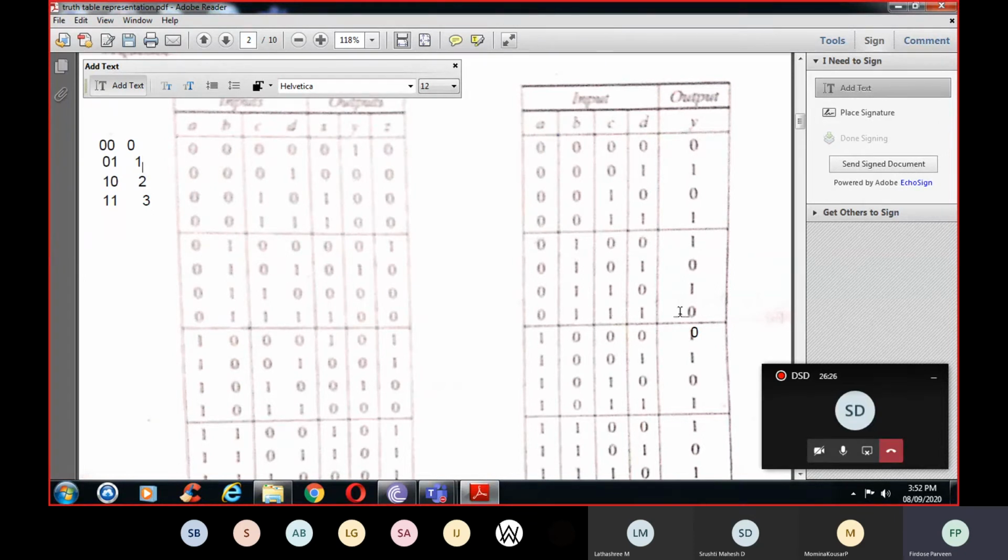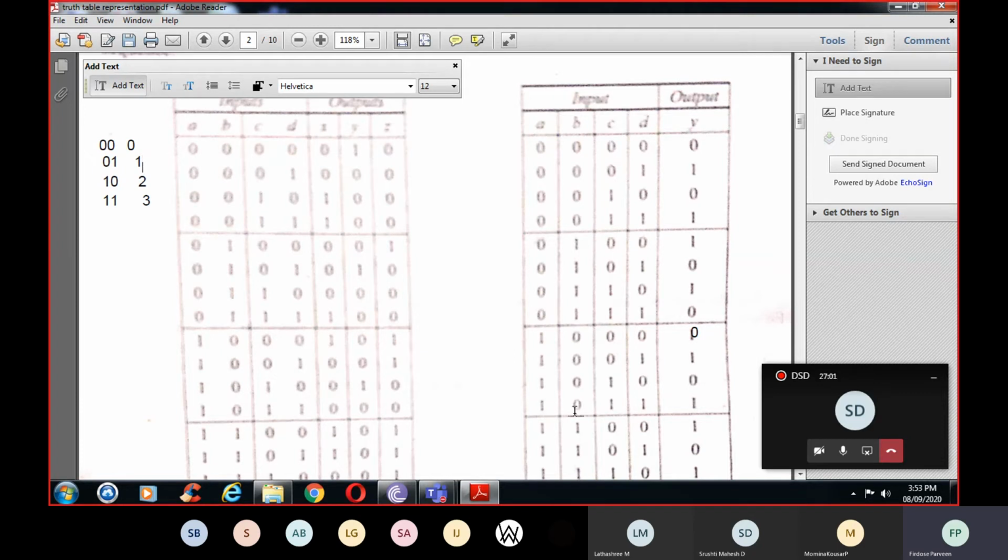So it is 0. Next, 1, 0 means 2 and 0, 0 means 0. 2 plus 0 is 2. It is an even number, so it is 0. 1, 0 means 2 and 0, 1 means 1. 2 plus 1 is 3. It is an odd number and hence an output will be generated, that is 1. Then 1, 0 means 2 and 1, 0 means 2. That means 2 plus 2 is 4. 4 is an even number, so no output will be generated. So it is 0.